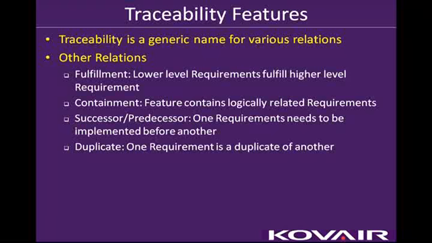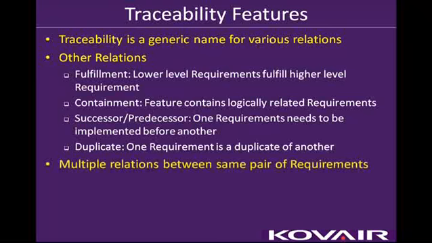So there should be a relationship like duplicate requirements in the system. Now, when you have multiple relationships, you should be able to define multiple relations between the same pair of requirements. The same pair can have a fulfillment relationship and a containment relationship, though it may not have a successor-predecessor relationship, but fulfillment and containment can exist simultaneously between the same pair of requirements.